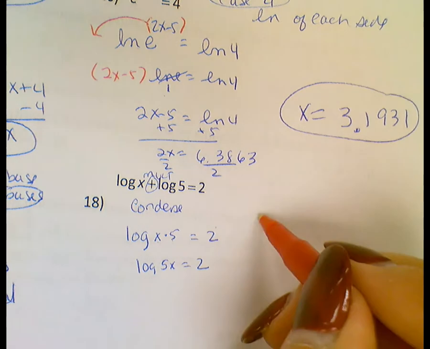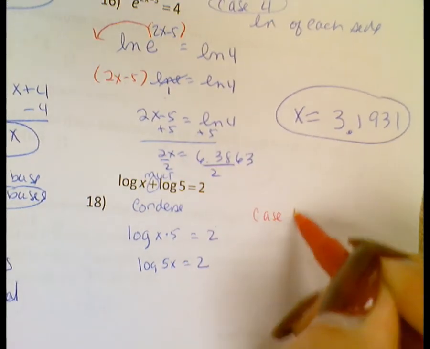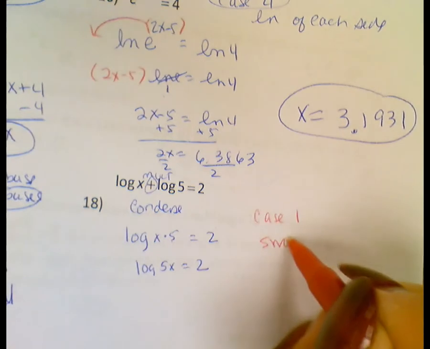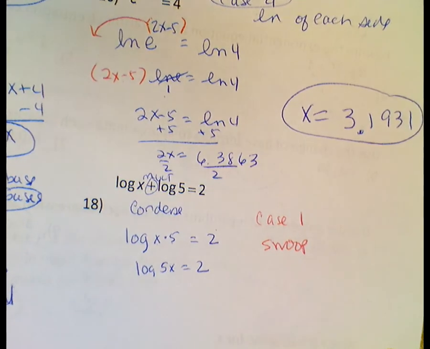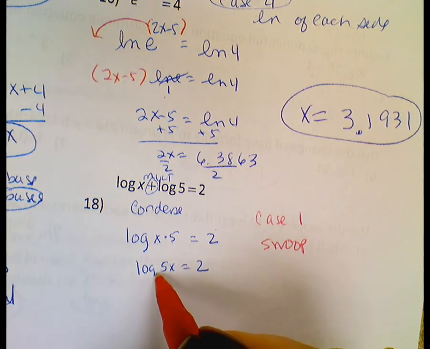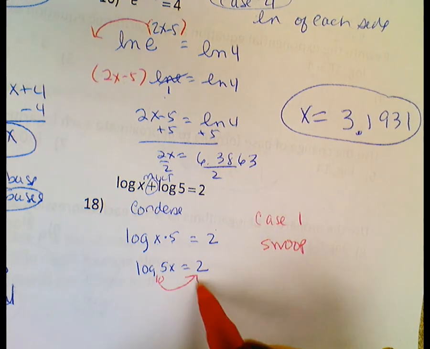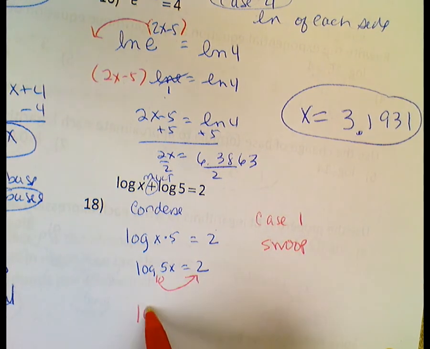Now, what do we do? This is case 1. When you have a single log on one side, you swoop. But you can't swoop unless you know the base. What is the base? Hopefully you're yelling 10. So fill in the 10 because that's a common log. It's 10 squared equals 5x. 10 squared is 100.